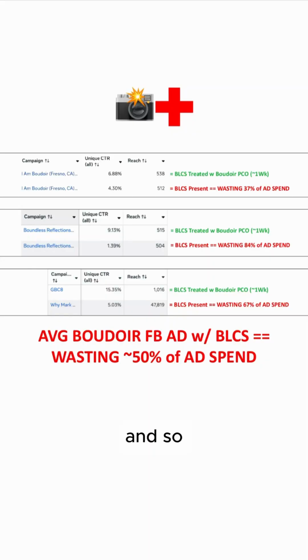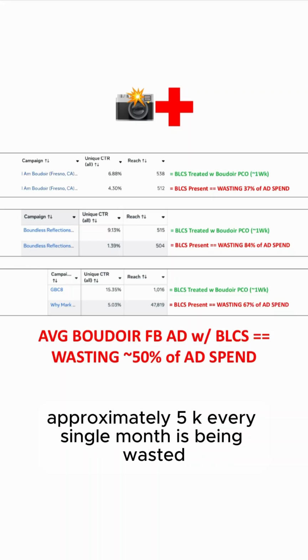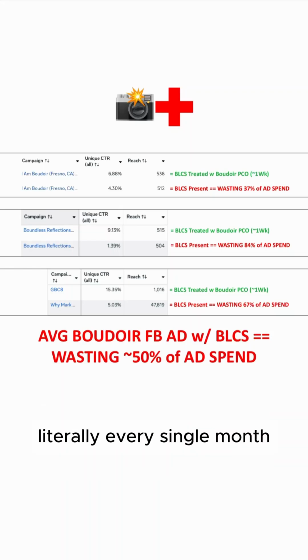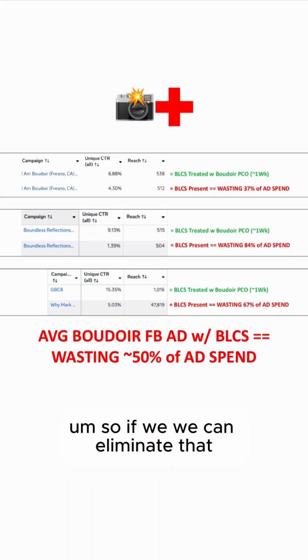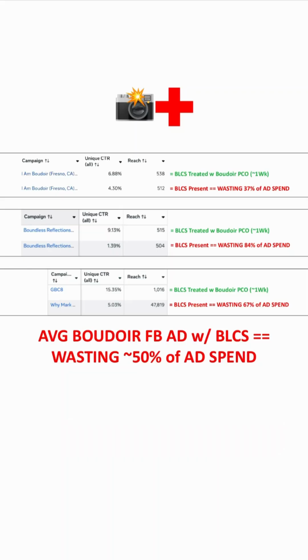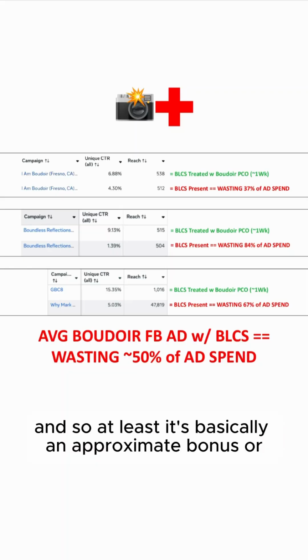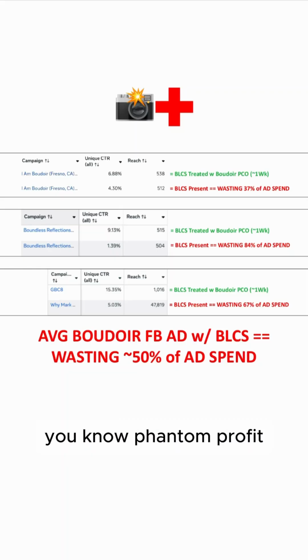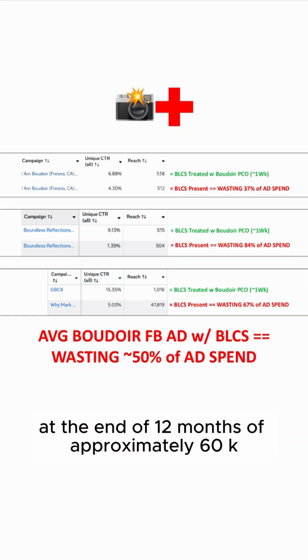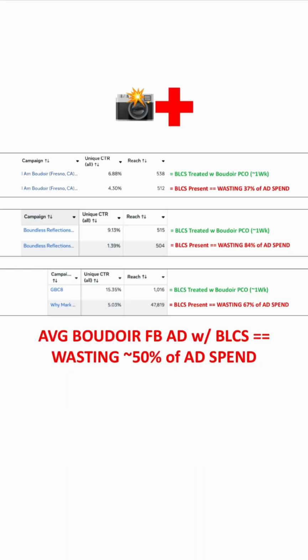And so if they're spending 10 grand a month on Boudoir Facebook ads, approximately 5K every single month is being wasted, literally every single month. So if we can eliminate that, put that back in their pocket, it's basically an approximate bonus or phantom profit at the end of 12 months of approximately 60K.